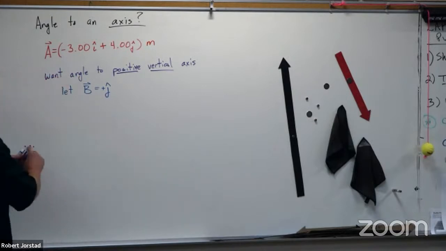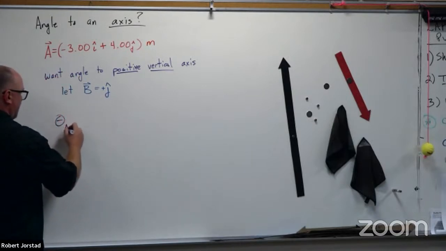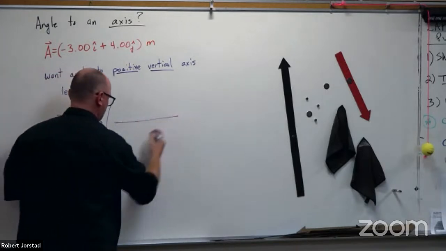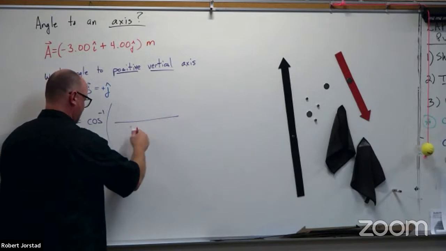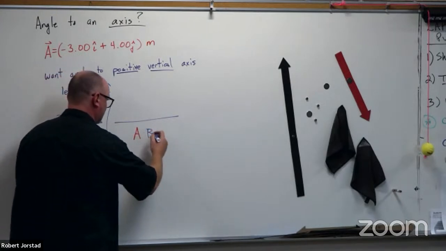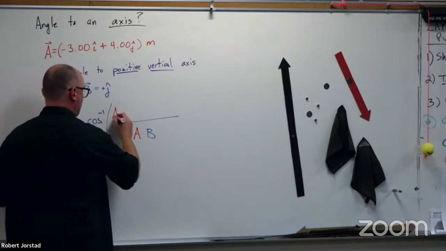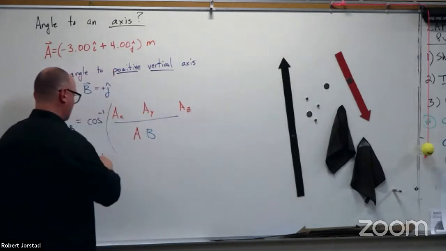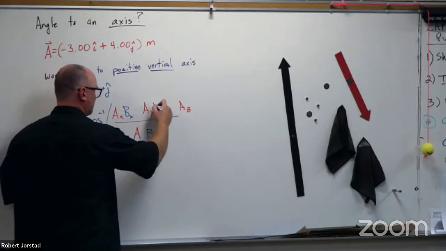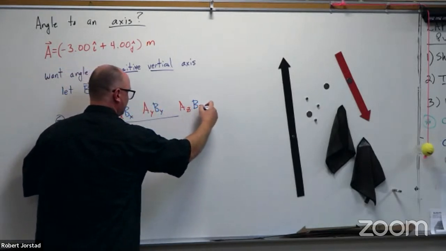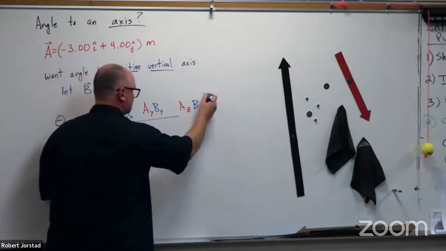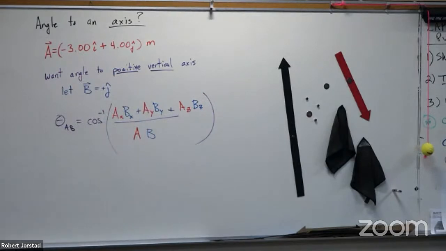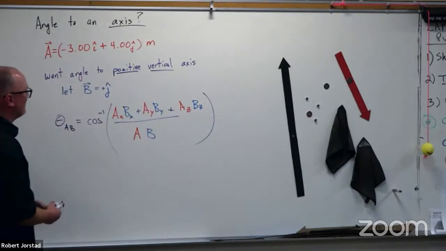But what does this do? We get theta AB equals cosine inverse of the dot product over the magnitudes, AB. And then we're going to get AX, AY, AZ, and we're going to get BX, BY, BZ. We're going to have some parentheses and some plus signs. This is the equation we just derived. If you want, you can rederive it. But look, it's not that bad.